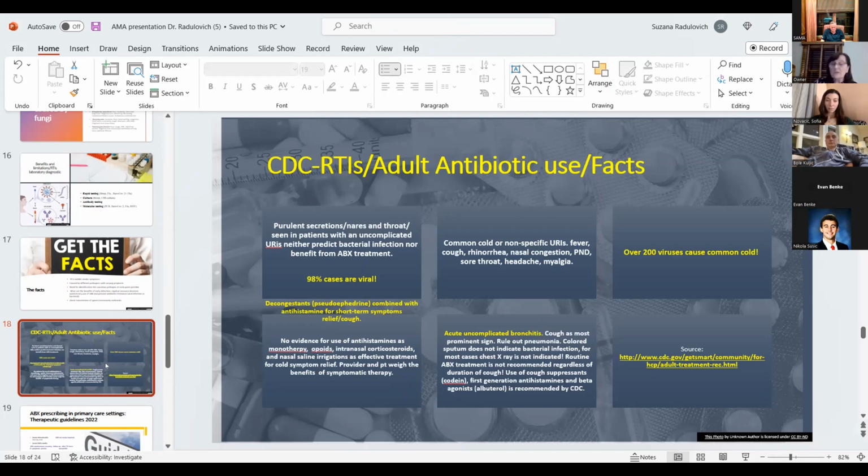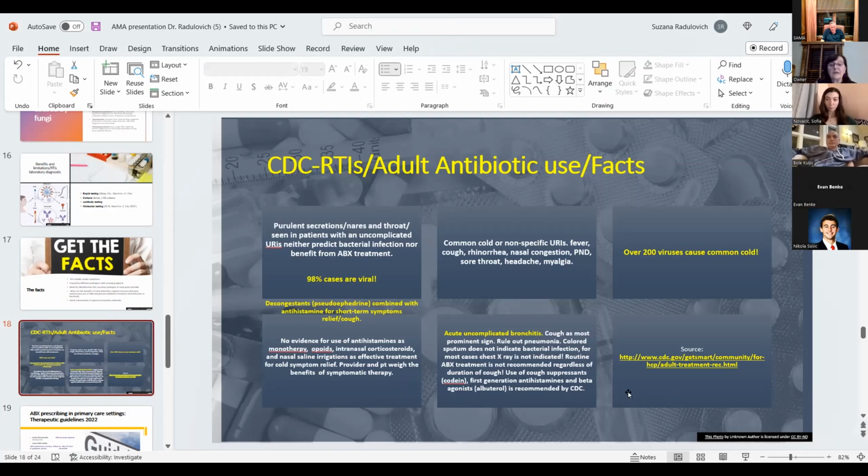Now, look at what the CDC is actually recommending. Pretty much, the common cold or non-specific upper respiratory tract infection should not be treated. Uncomplicated upper respiratory infections have been shown to neither predict bacterial infection nor benefit from antibiotic treatment.